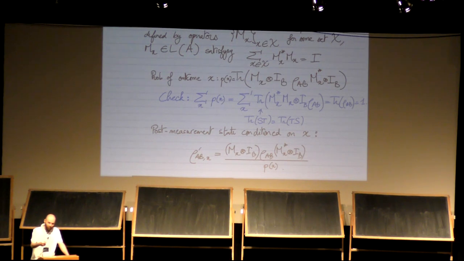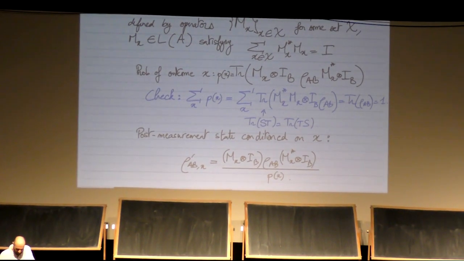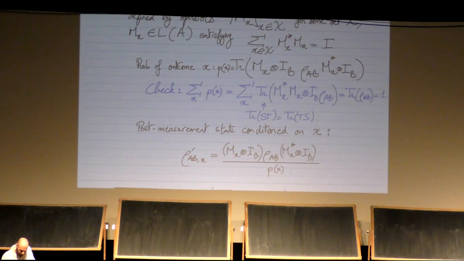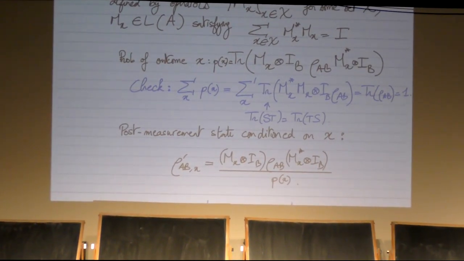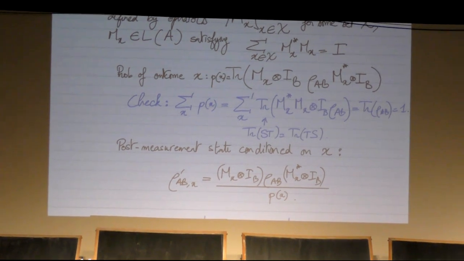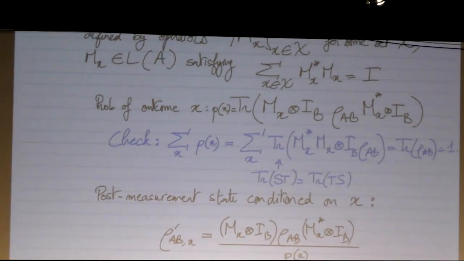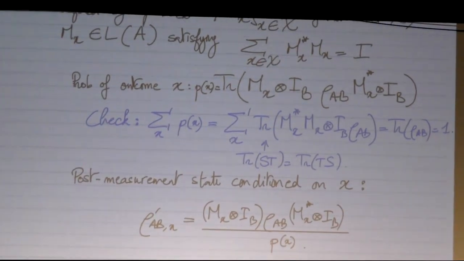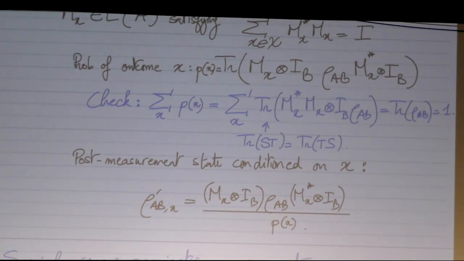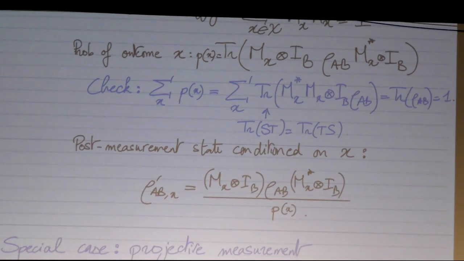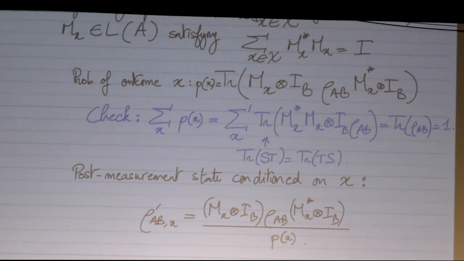When I do a measurement, I get two things: the classical outcome and a post-measurement state. The probability of outcome x is given by this formula: trace of M_x rho AB M_x star, and I put the formula here in case there's another system around, the system B. It's easy to check that the sum of these probabilities is equal to 1. You can see that the normalization condition was exactly so that this holds.